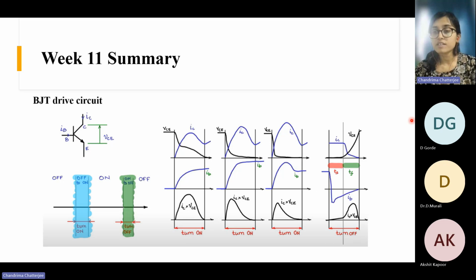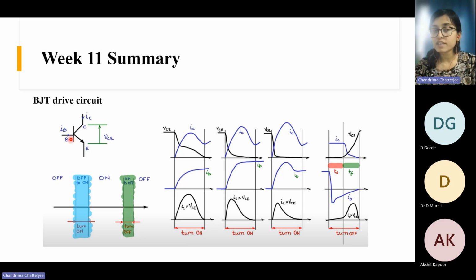Similarly, for turn off transition, this will be the opposite. It was on, now you need to go to the off condition. It was carrying some current, and that current needs to reduce. As soon as you withdraw the base current, it goes to negative and then it goes to zero.